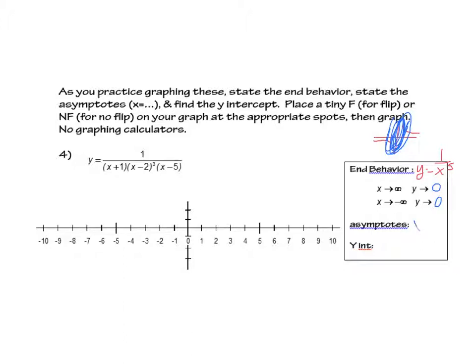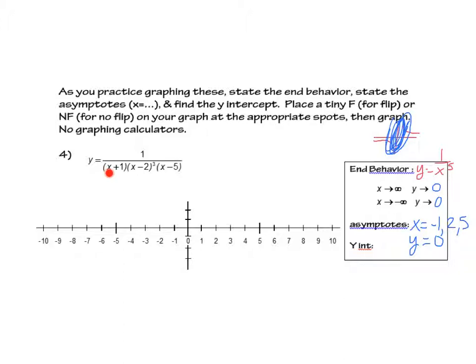Okay, our asymptotes are vertical, so I'm going to write x equals, and I'm going to list where they're going to happen: -1, 2, and 5. But I'm also going to have a horizontal asymptote at y equals 0. And then I have one other thing, and that's to figure out my y-intercept. To do your y-intercept, you've got to plug 0 in for x. So let's see what would happen if you plugged 0 in for x.